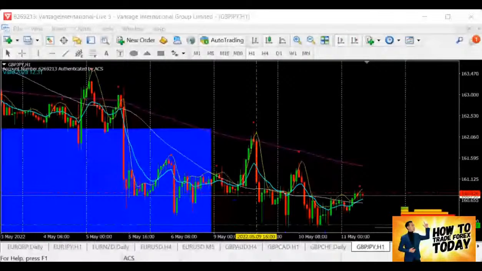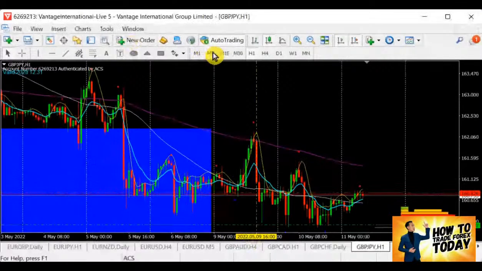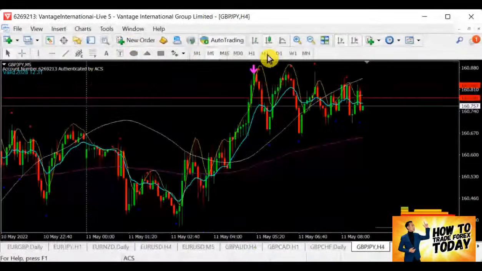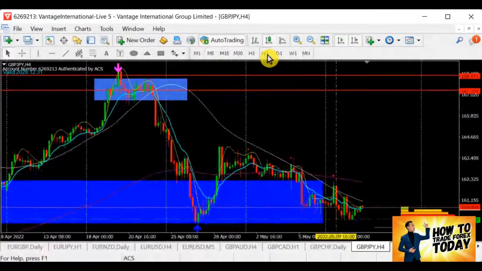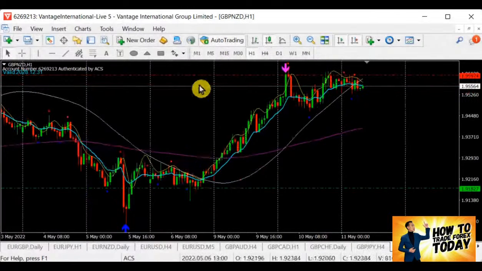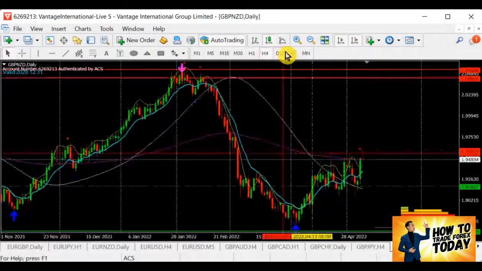Okay, Pound Yen. So now we are testing the resistance, and the resistance is not breaking. So this is quite a potential one. All right. Okay, so now let us move into Pound Kiwi.